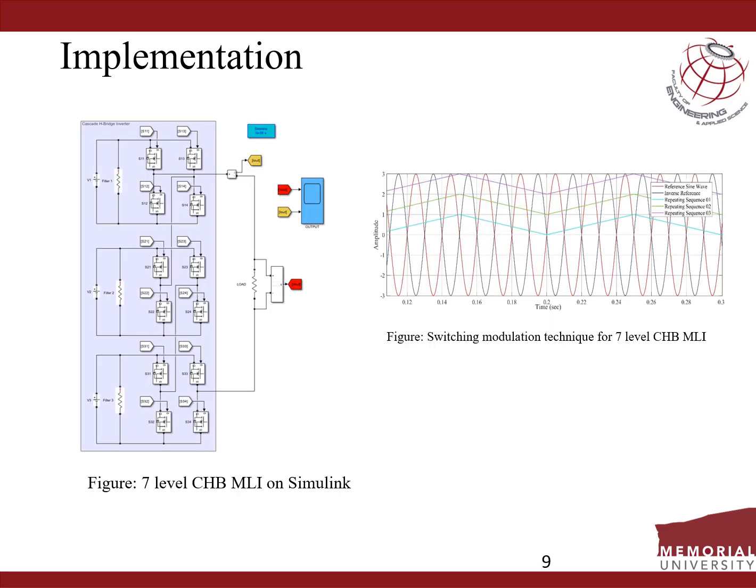Here's the implementation of the 7-level inverter on MATLAB Simulink. The figure is shown for the circuit, and the switching modulation technique for the 7-level inverter is also shown in this figure. As we have discussed, we will have some carrier signals. First we have used a reference sine wave, then we have used another inverse reference of that sine wave, and we have given some repeating sequence for switching, which is denoted in the figure as repeating sequence 1, 2, and 3.